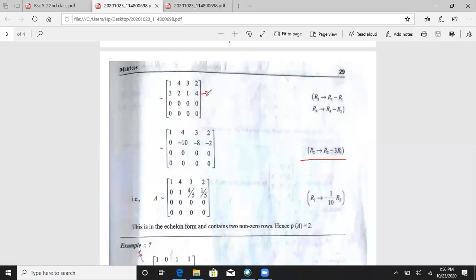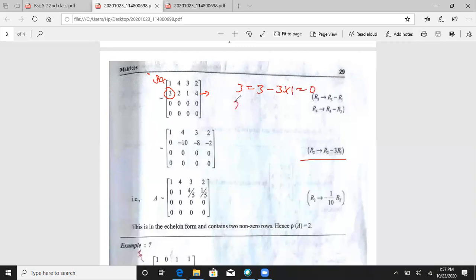R2 means this one. Here 3 is there, here 1 is there. That's why we multiply 3 to R1. Minus 3R1. 3 equal to 3 minus 3 into 1. That is 0. This one.